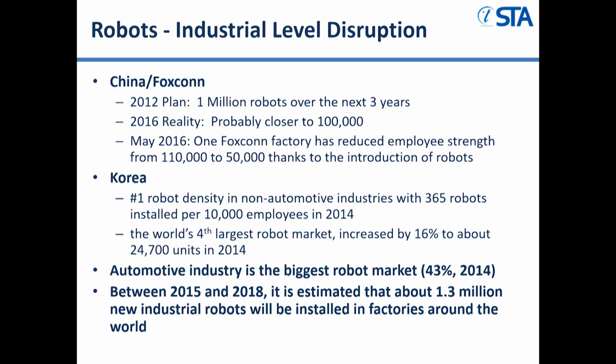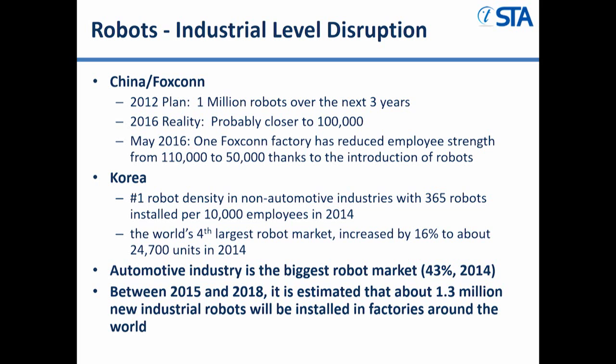However, that has had a big effect on some of the Foxconn workers. In just one factory in May this year, 60,000 Foxconn workers were made redundant because they were replaced by robots. So that has a big social impact. Now, Foxconn is producing electronics for companies like Apple, Sony, Microsoft.